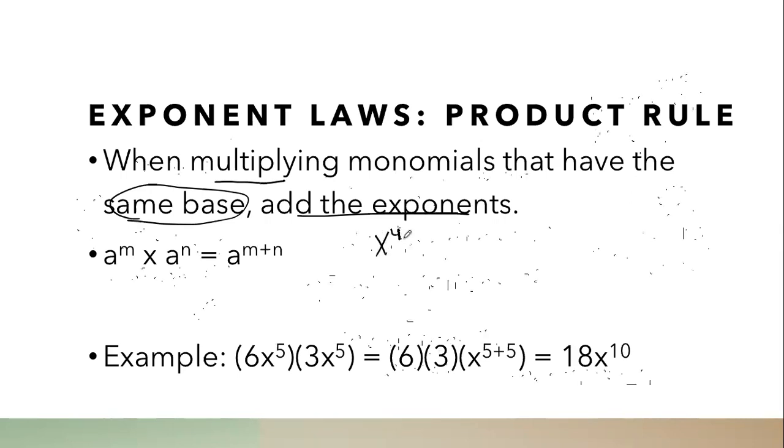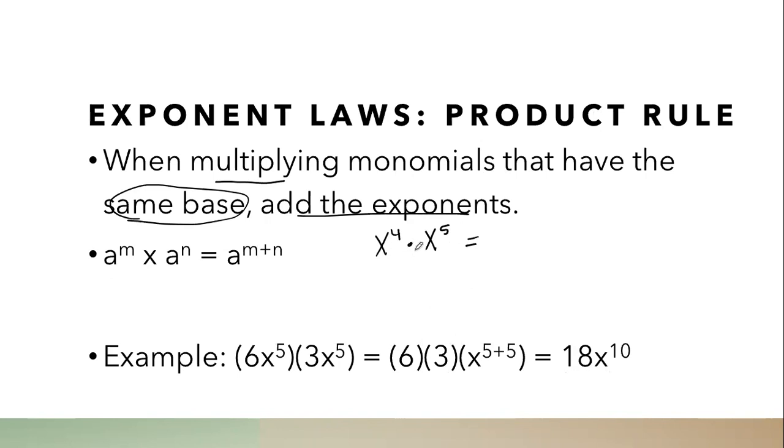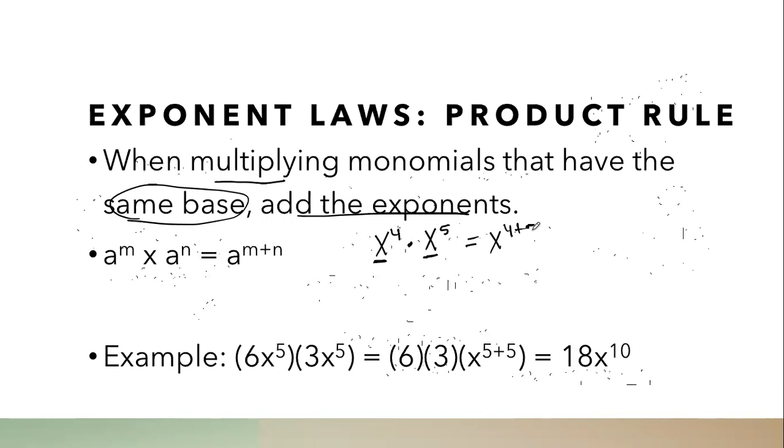So x times x to the power of 4 times x to the power of 5. When I multiply, they have the same base. They both have x. I add their exponents. So 4 plus 5 would give me x to the power of 9. Look at this example down here and see if you understand.